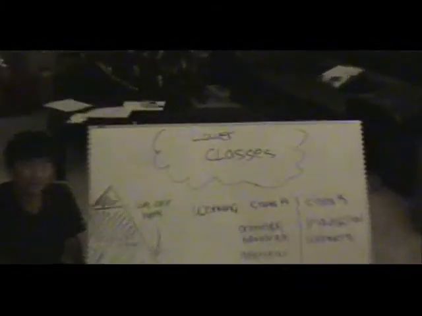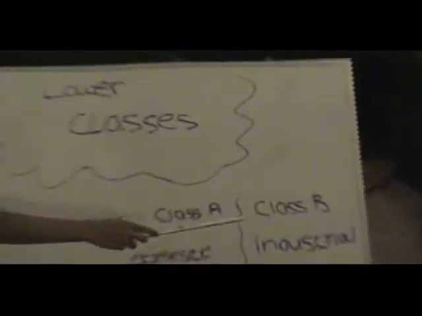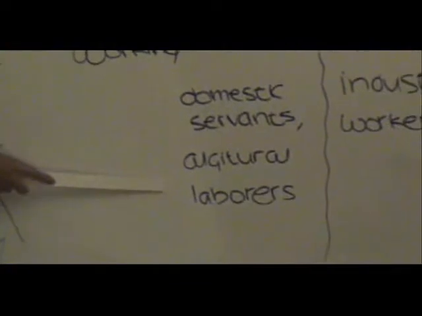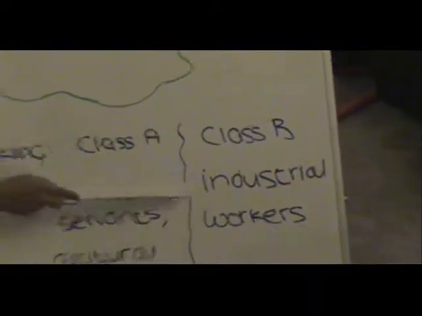The lower class of the Victorian era made up most of the people of Great Britain. It consisted of two working classes, Class A and Class B. Class A was mostly made up of domestic servants and agricultural workers. Class B, however, was mostly made up of industrial workers.